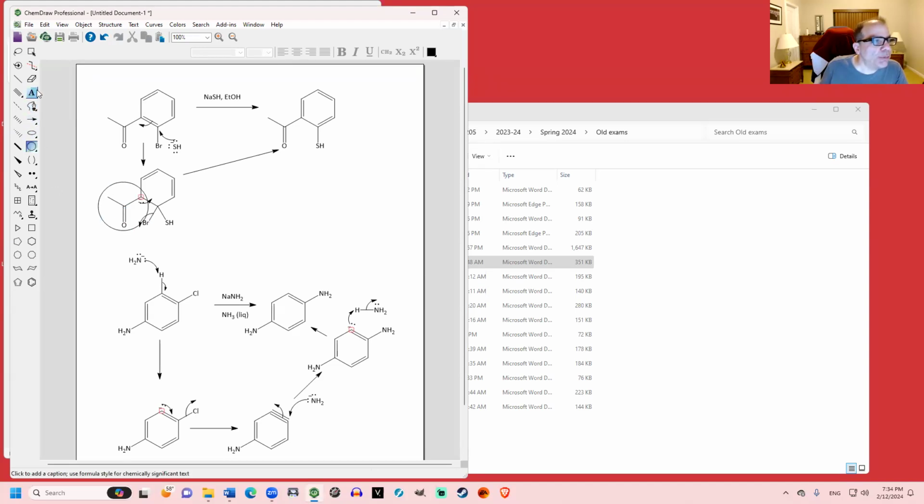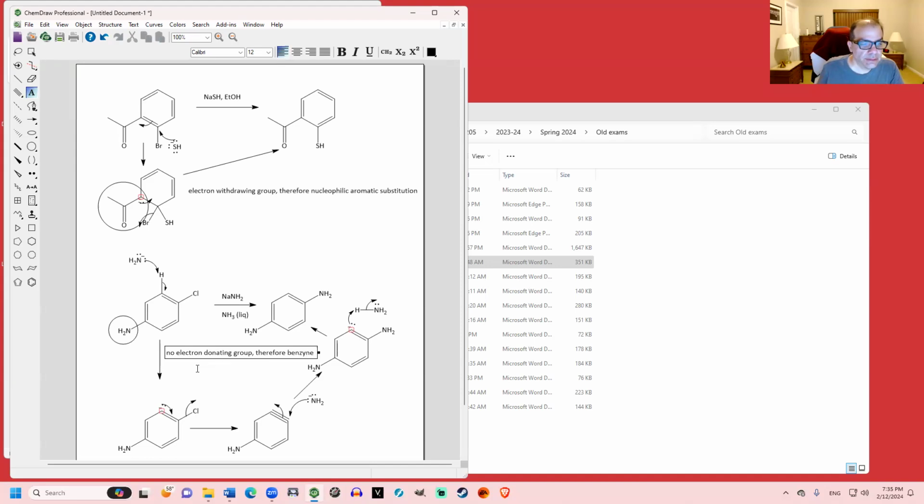So the way you know which happens is by what's attached to the benzene ring. Electron withdrawing group, therefore nucleophilic aromatic substitution. In the other case, which I foolishly did not look carefully enough, there's no electron withdrawing group, therefore benzyne. That's how you know.